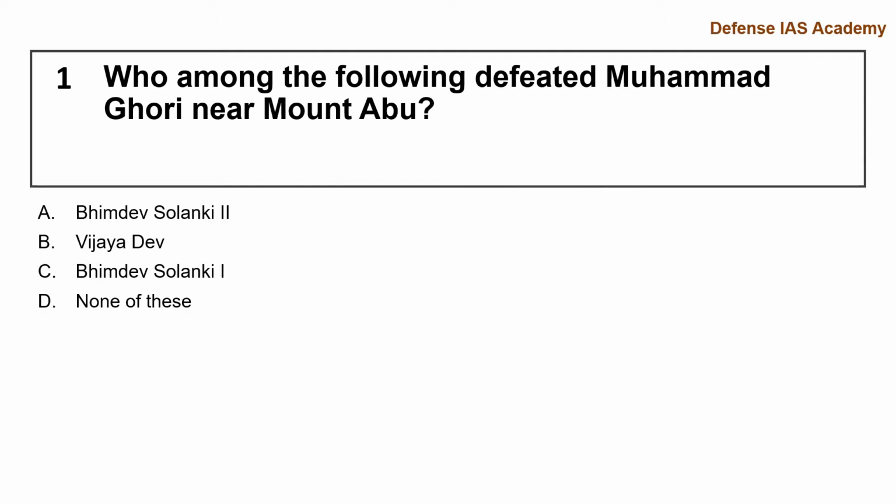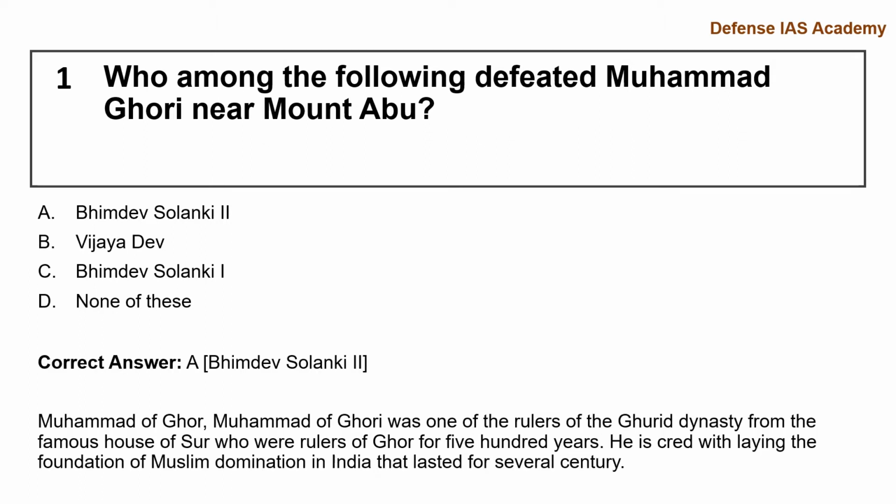Question 1. Who among the following defeated Muhammad Ghori near Mount Abu? The correct answer is option A, Bhimdev Solanki.